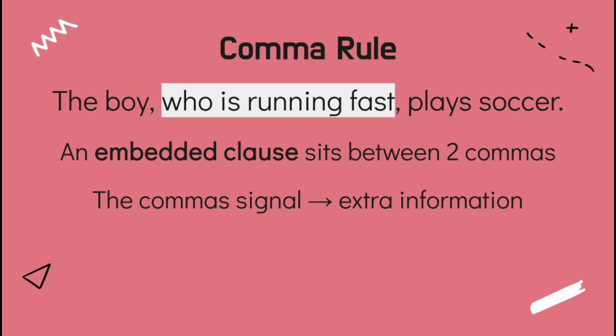Sometimes embedded clauses are surrounded by commas. For example, the boy, who is running fast, plays soccer. Those commas are like signals. They tell the reader, hey, this part right here is extra information. If you remove the middle part, that extra information, the sentence would still make sense. The commas help separate the main idea from the added detail.